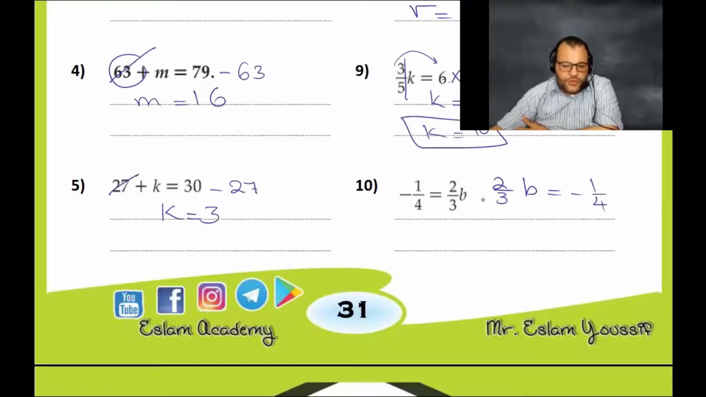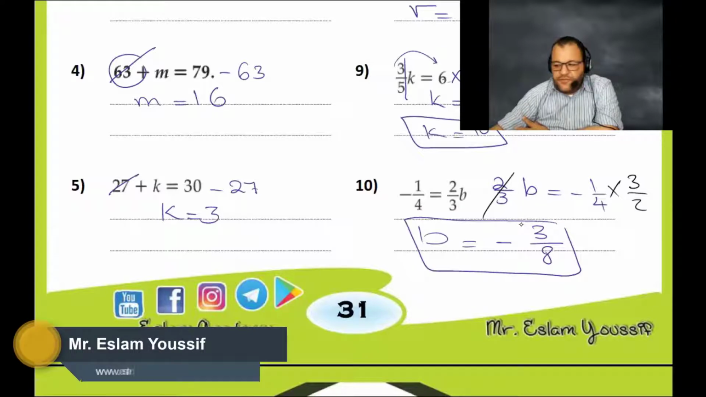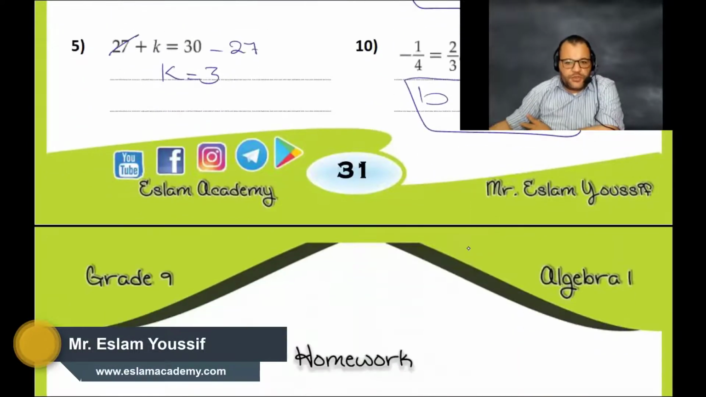So how do we solve this one? Multiply by the inverse. So multiplying by 3 over 2. Then we can say that b equals negative times positive equals negative, 1 times 3 equals 3, and 4 times 2 equals 8. So it will be -3 over 8. Any problem for this one?